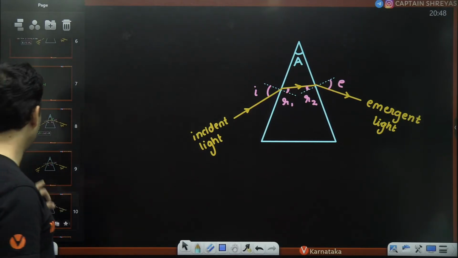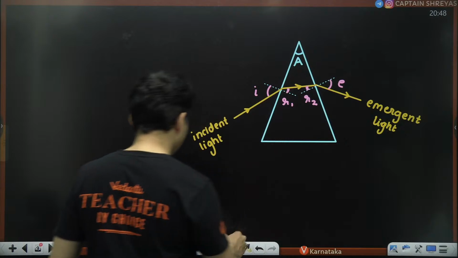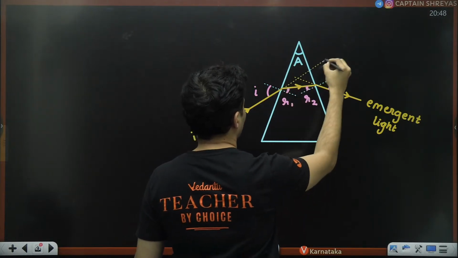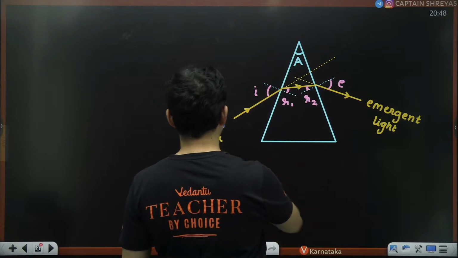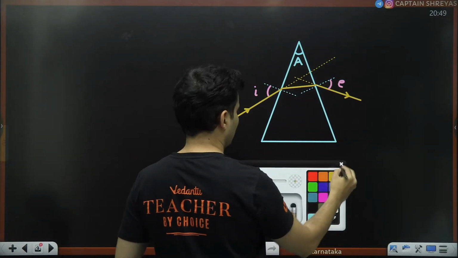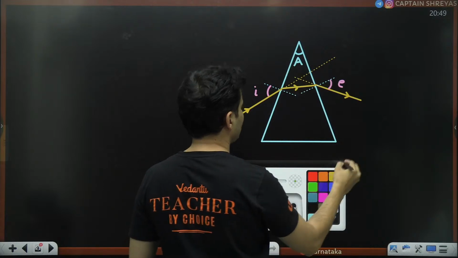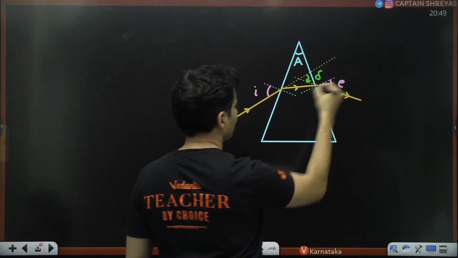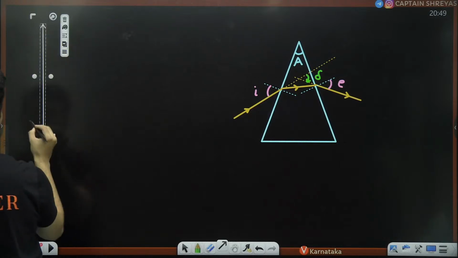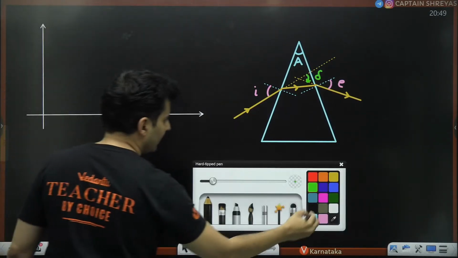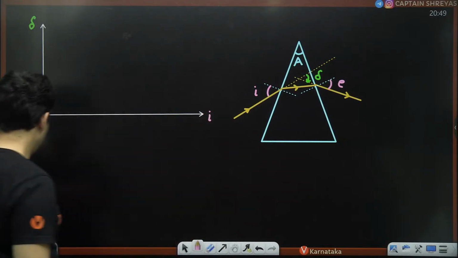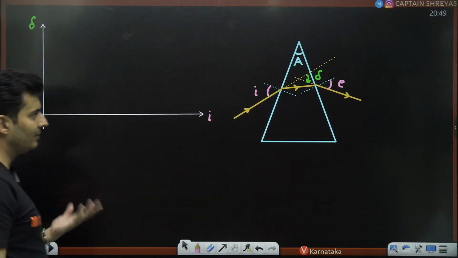And now comes a very interesting part. Say for example, you were interested in how much deviation is produced and you want to draw it graphically, and on the y-axis you have the deviation, on the x-axis you have the incident angle. Now how will this particular graph exactly look?